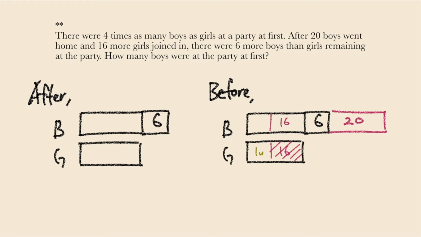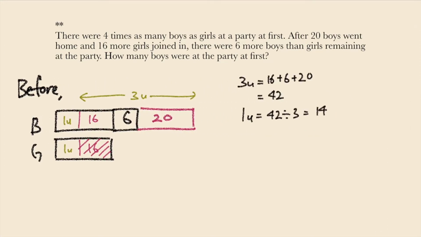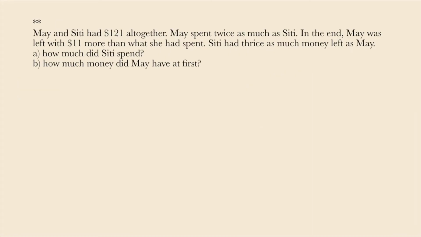Okay, so we are told now that at first there were 4 times as many boys as girls. So that means 4 units like this. So which means 3U represents this portion here. Then we can form an equation. So 3U is therefore 16 plus 6 plus 20, giving us 42. 1U is 14. Boys at first. Well, boys at first would be the 4 units, won't it? So 4 times 14 is 56.